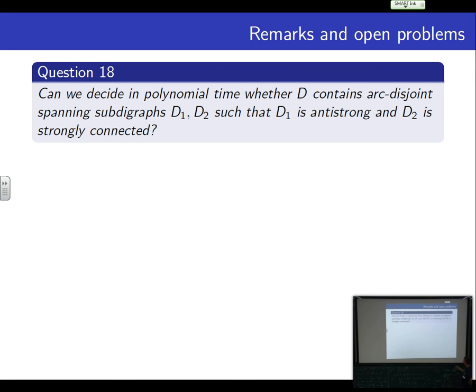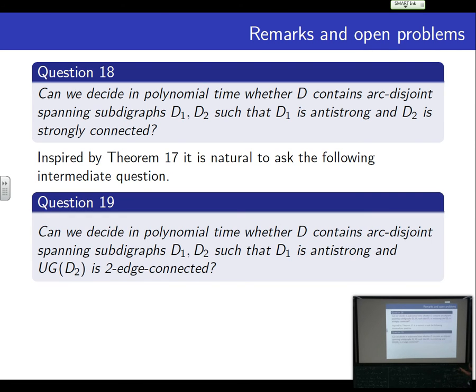And yes, this is just underlying connectivity here. So this question here, and why could it be an interesting question? Well, because strong and antistrong are very far from each other. Being antistrong, I'm allowed to go as I want. You can have arbitrarily high antistrong connectivity and not be strongly connected, and the converse. But maybe we could still decide whether we can split such a graph. And we know that if I want strong and strong, then it's NP-complete. This is what we just said.